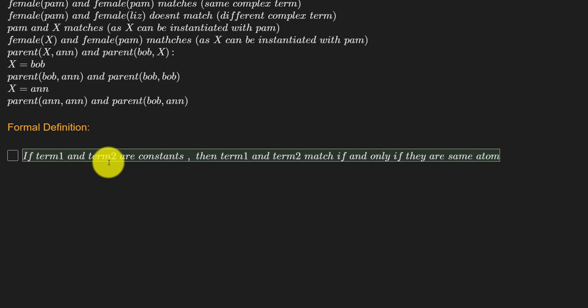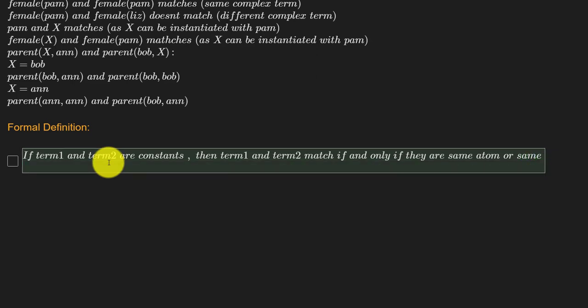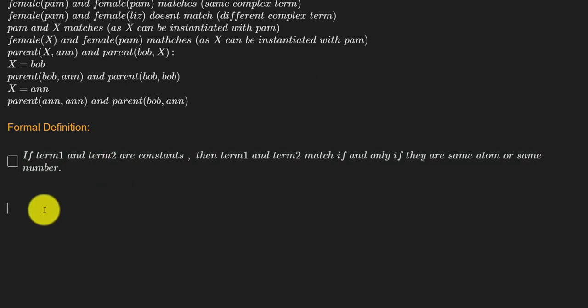So this is a very simple rule: they are the same atom, or the same number, because a constant can be of two types, as we have seen in my previous video. They can be either an atom or a number. So this is the first rule over here. We'll take a couple of examples as well.